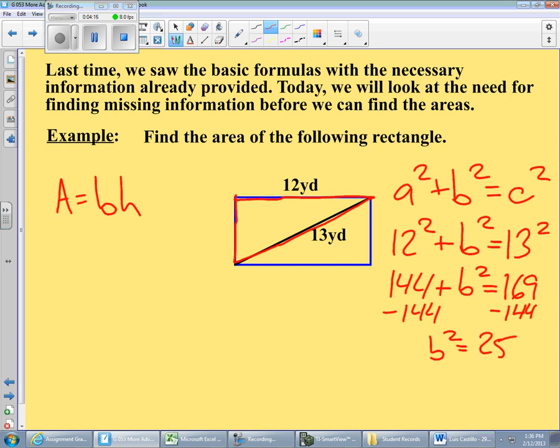B squared is 25. We don't want B squared, we want just B. So how do you get the square off your B? Yep, square root. And whatever you do to one side, you do to the other. Okay, that is B. 25 is 5 times 5. That's your pair right there. Okay, there we go. B is 5. That's the answer to our question, right?